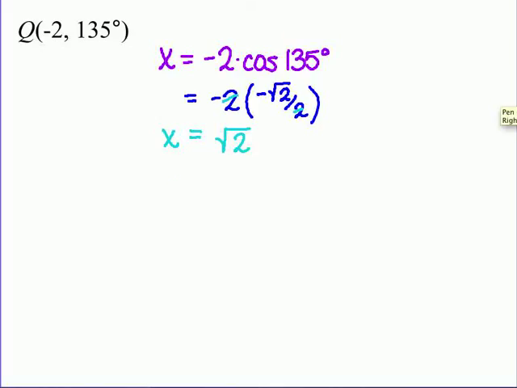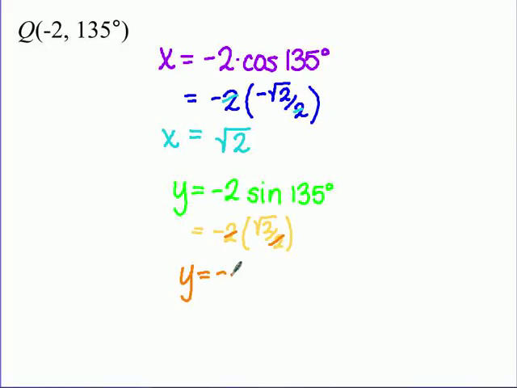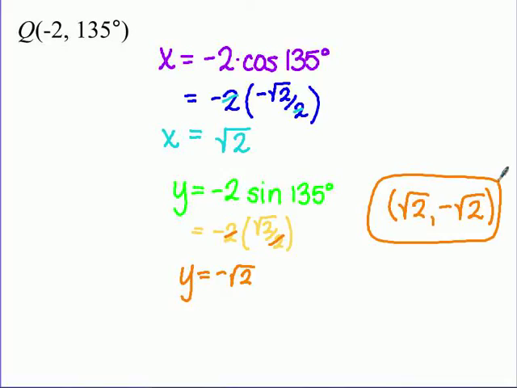Now we're going to do the same thing with y. Y equals negative 2 sine of 135 degrees. Sine of 135 is actually root 2 over 2. So your 2's cancel, and you get y to equal negative root 2. So your ordered pair is going to be root 2, negative root 2. Questions?